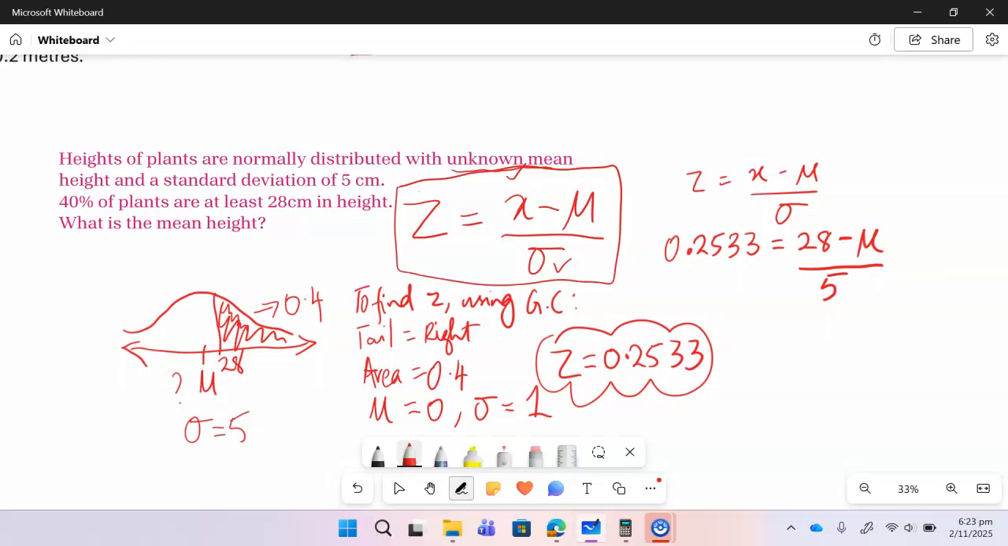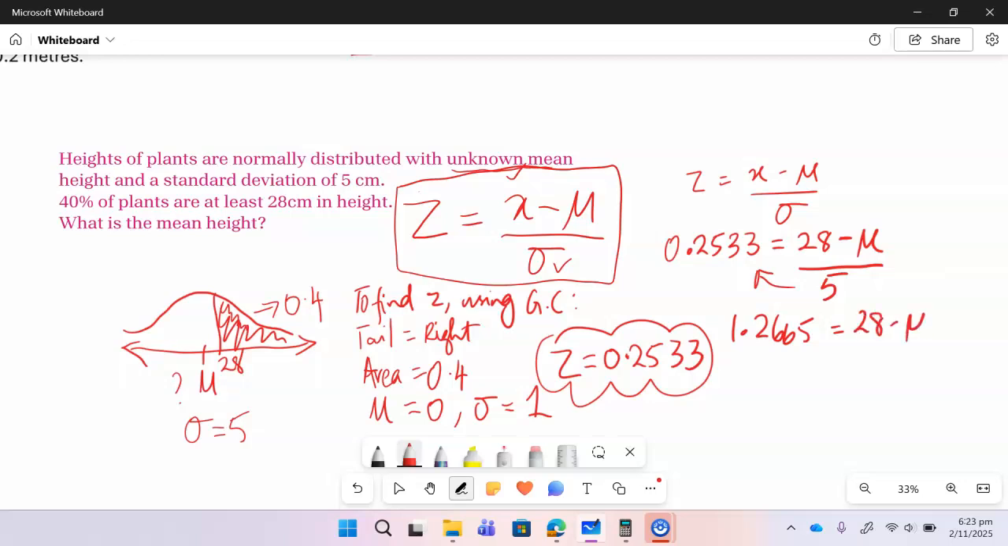Alright, so yeah. Now simple cross multiplication. So 5 times 0.2533. Remember, we're solving for mean. And I know you're probably thinking, this is not what I signed up for, this is algebra, but it's still logical thinking.